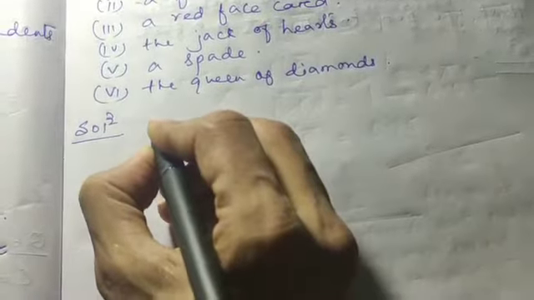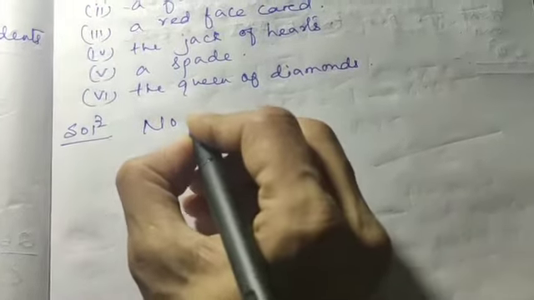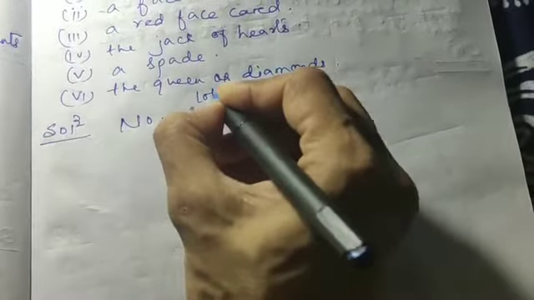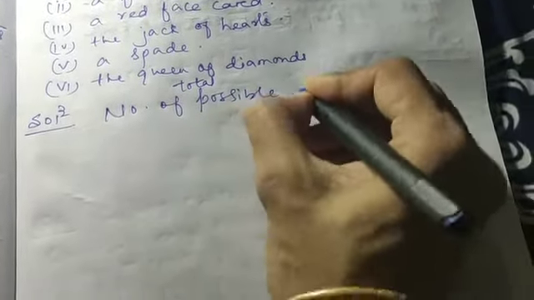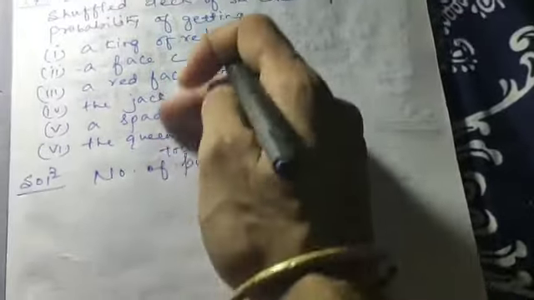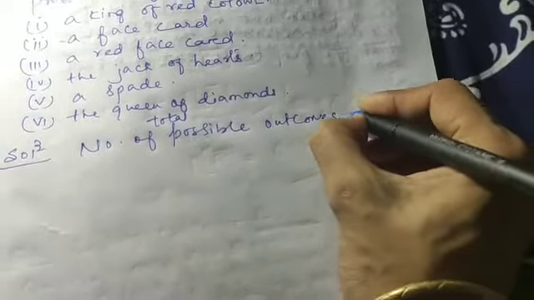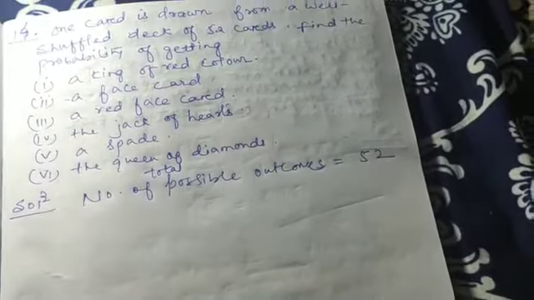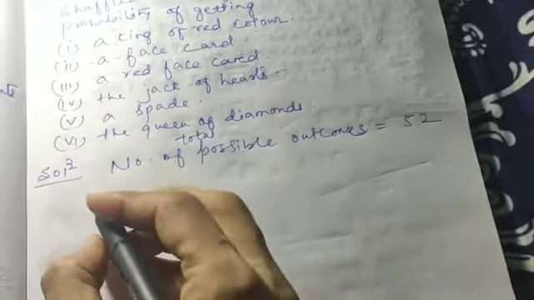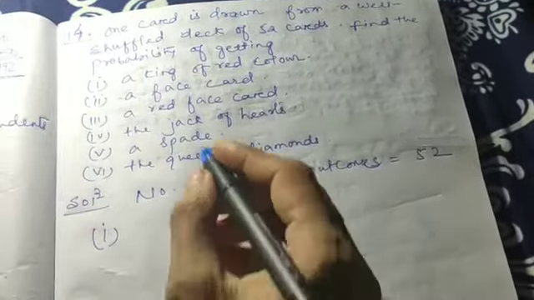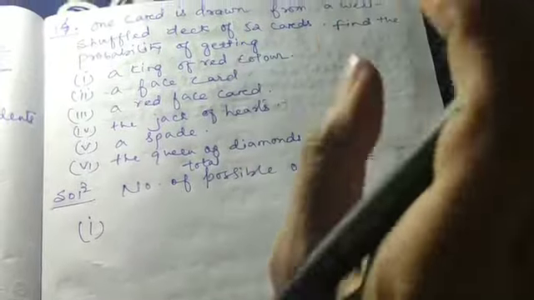Now see here, the number of possible outcomes will be the same for every sum. So how many cards total in a deck? In a deck 52 cards are there. Now number 1, a king of red color. We have to get a card from that 52, and that should be a king of red color.